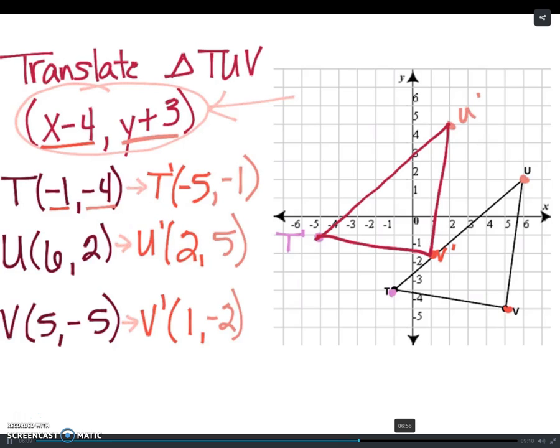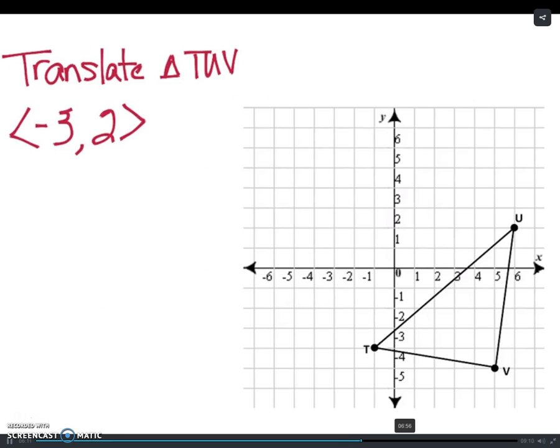All right, so the last one that we're going to do is going to ask us to translate this along the given translation vector. So in this case, we're going to use TUV again, and this time we are translating this triangle along the vector negative 3, 2. Remember that the fact that it has these little pointy brackets on it means that it is a vector. It is not a coordinate. It is not just a point, all right?